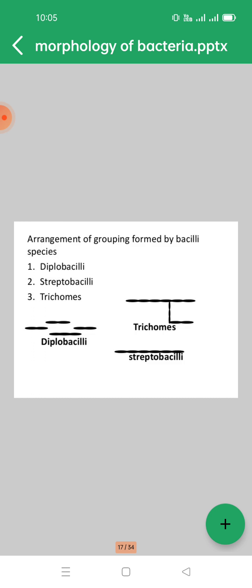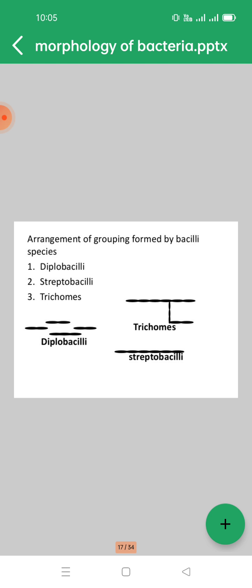Next is the bacillus arrangement. Till now we were discussing the arrangement of cocci cells. Now we move on to the arrangement of bacilli cells. The bacilli are also grouped into diplobacilli, streptobacilli and trichomes. Diplobacilli means two cells arranged in a single plane that fail to separate. You can see the picture of diplobacilli.